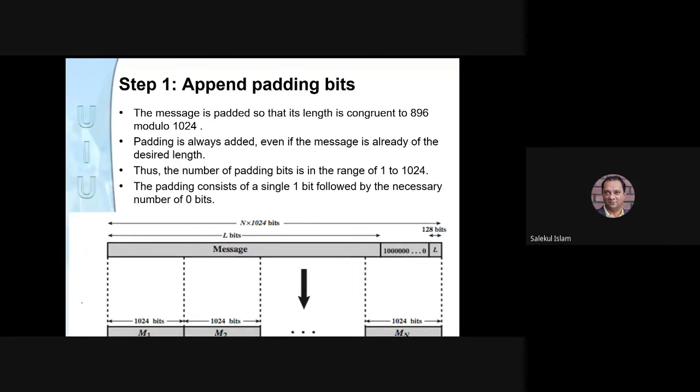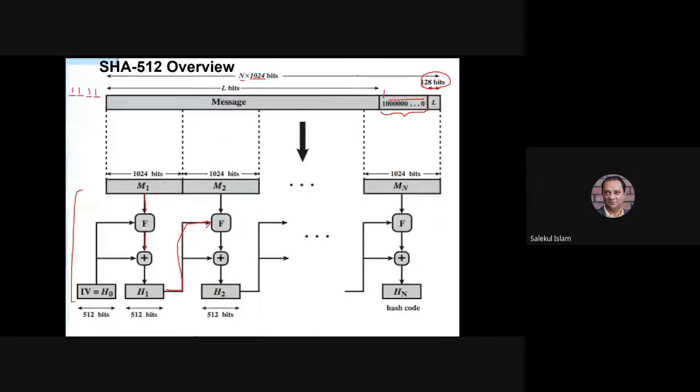Maybe we can go forward. Let's start with step 1. Step 1 is to append padding bits. I think I have already explained this part. The message is padded so that its length is congruent to 896 modulo 1024. They have explained the same thing but in a difficult way. Why is this 896? 896 is equal to 1024 minus 128. So what they are saying is the same as what we have explained here.